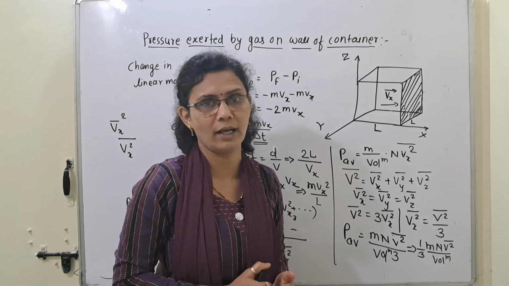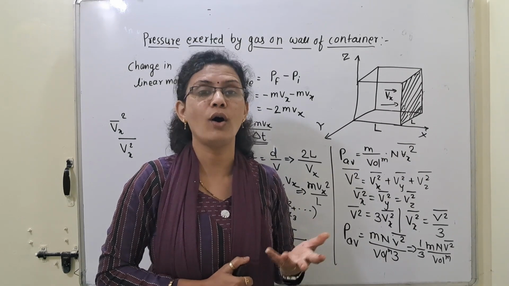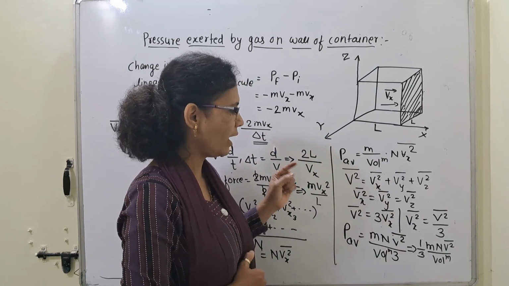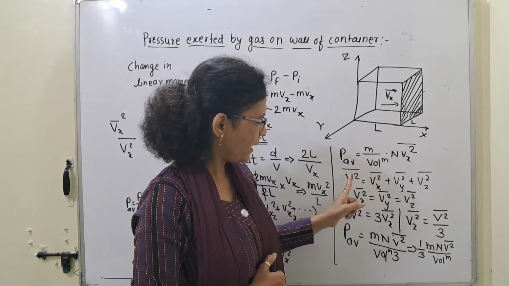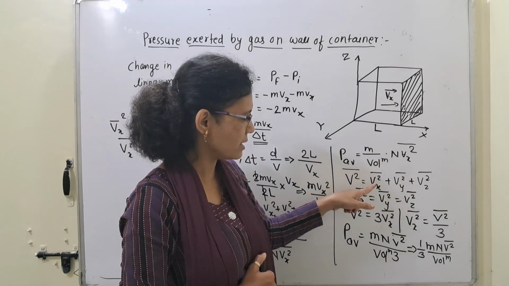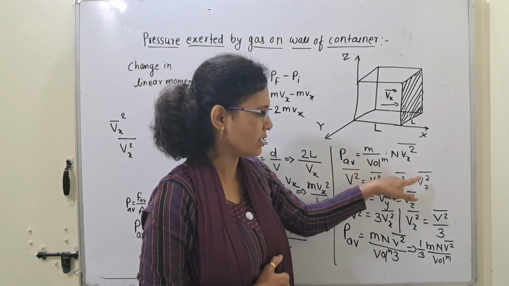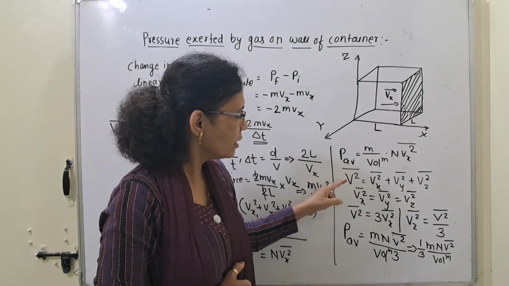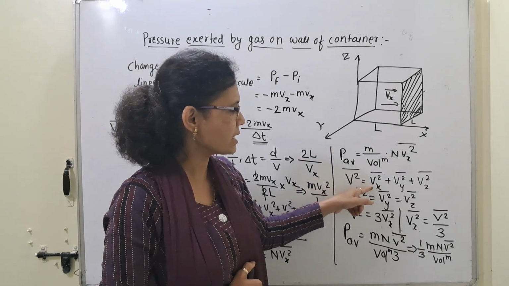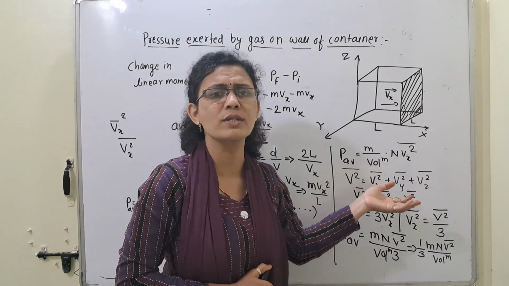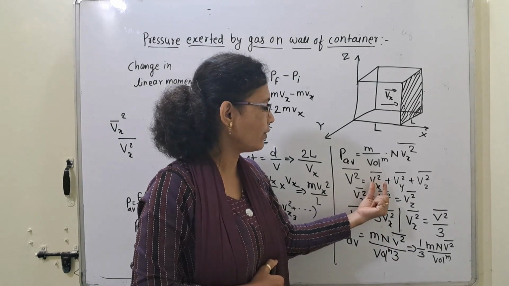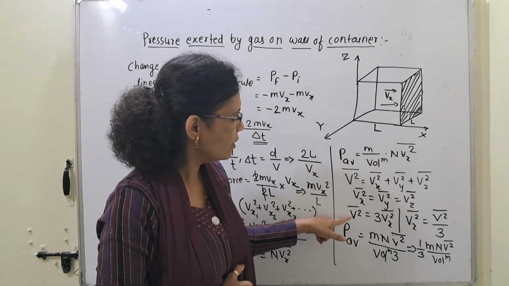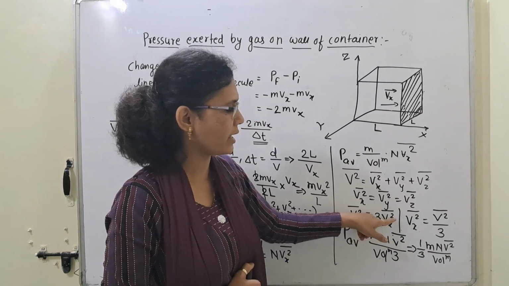But we know that molecules are colliding with all the walls of the container, that is along the x-axis, y-axis and z-axis. Therefore, we have to consider all three axes. Therefore, I have written V square bar is equal to Vx square, Vy square and Vz square bar, the summation of all these. Therefore, if we put Vx in place of Vy and Vz, because these velocities will be the same, we will get the expression V square bar is equal to 3Vx square bar.